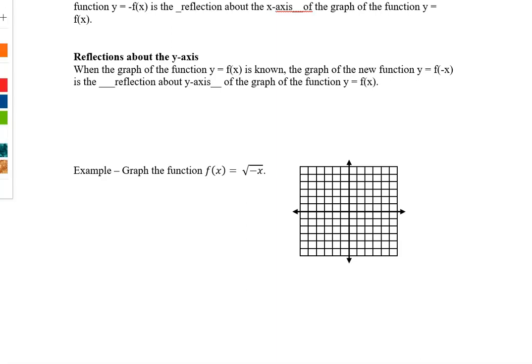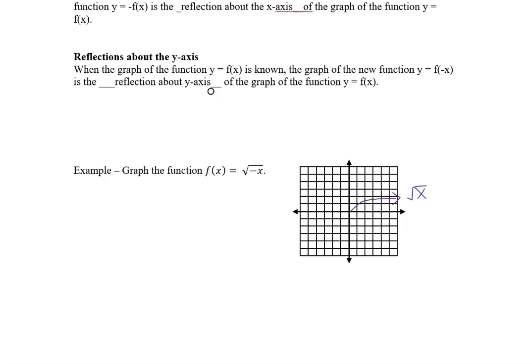And if you remember, the square root of x started at the origin and went like this over to the right. We can't go to the left because we can't plug a negative in and get a real value out. So now that we have the graph of square root of x, we're ready to apply our transformations in order to find the graph of the square root of negative x.